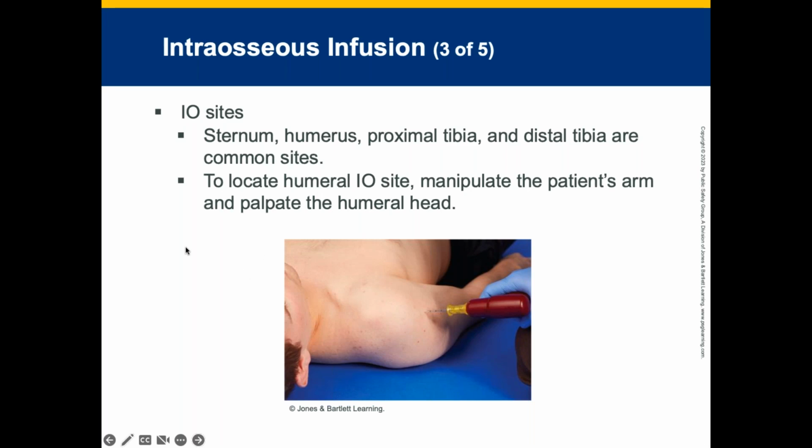You're also pushing meds next to the person securing airway, next to the person that's doing cardiac monitoring, and you're kind of in the way. That's why everybody usually goes to the proximal tibia for it.